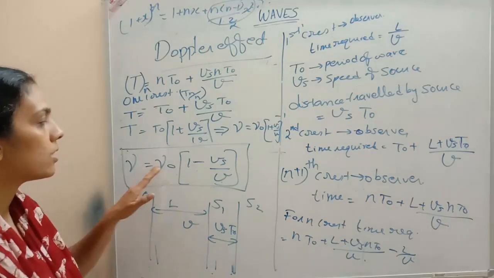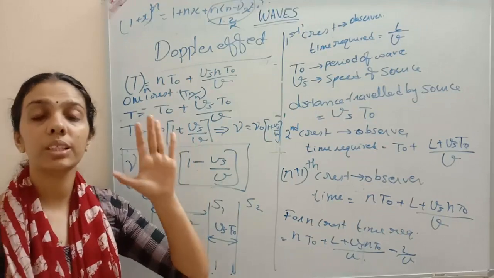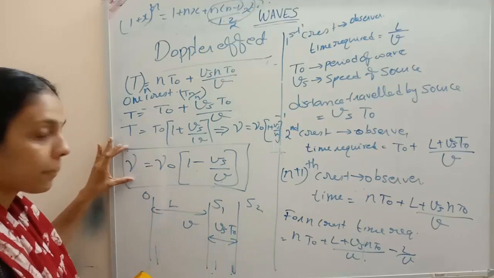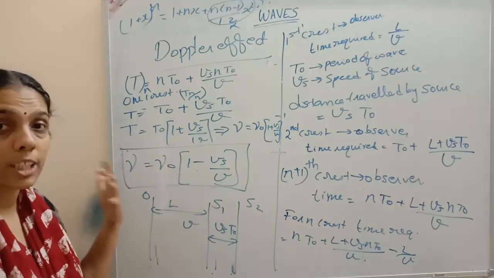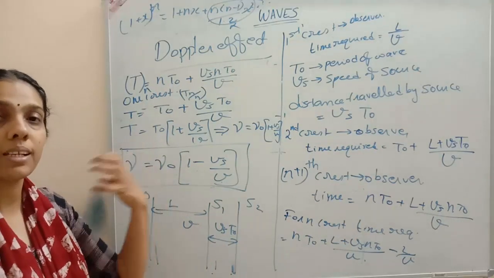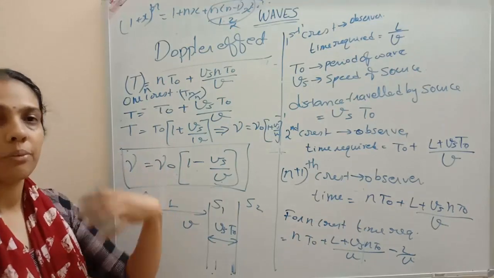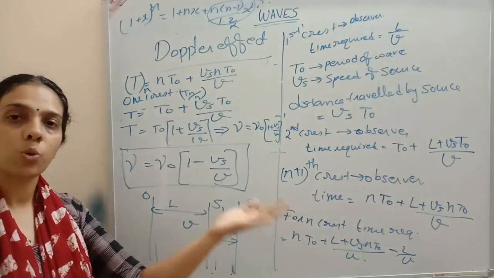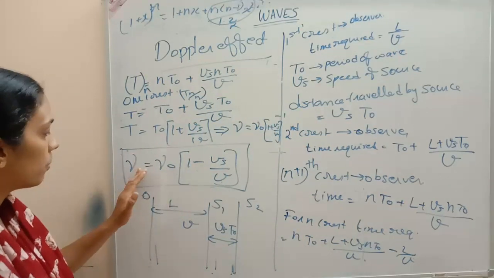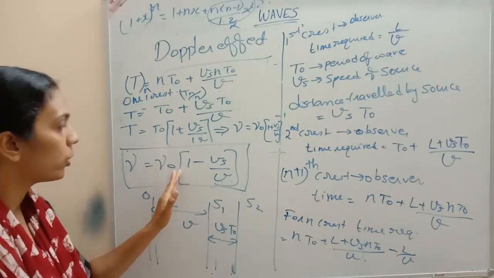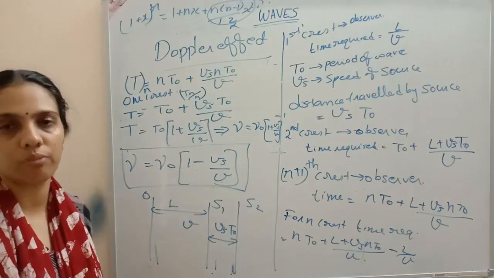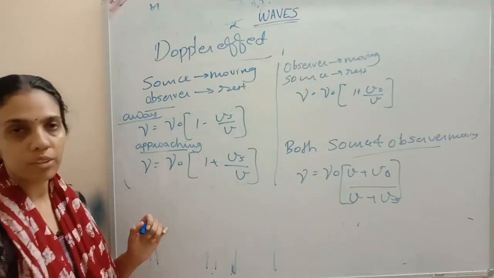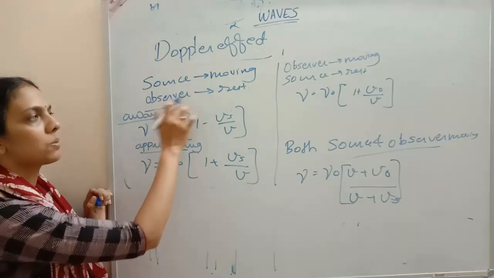Okay, nu equals nu 0 into 1 minus Vs by V. This is the frequency. This is the apparent frequency. That is not the actual frequency the observer is hearing. Okay, when the source is moving away from the observer, and when the source is approaching the observer, it will be nu equals nu 0 into 1 plus Vs by V. Okay, clear?